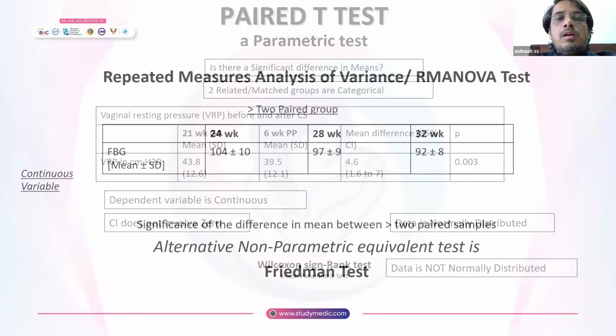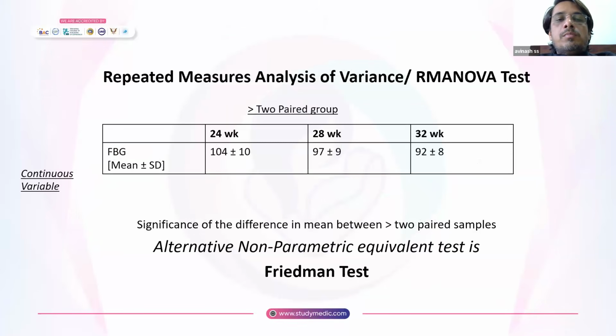Now, the same thing, but here what is happening? It is an extension of the paired t-test. Instead of two paired testing, there are more than two. So fasting blood glucose, we are measuring at 24 weeks, 28 weeks, 32 weeks, 36 weeks, etc. Same woman, we are taking the measurement 2 or 3 times. So it's a paired group, but it is more than two.